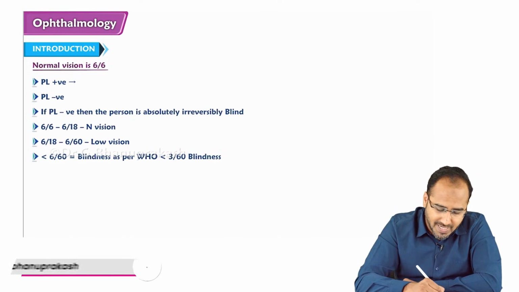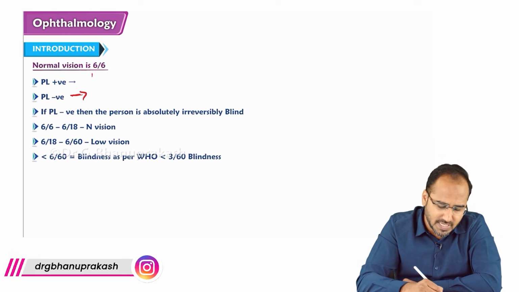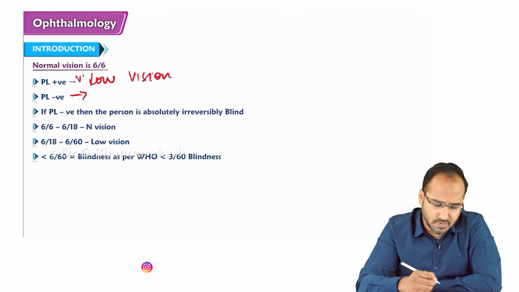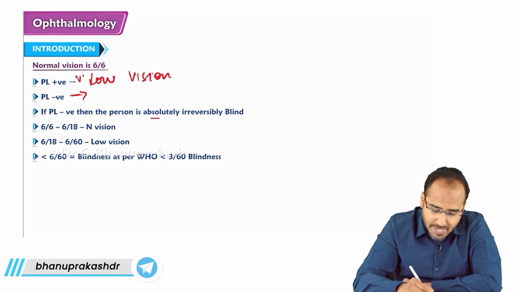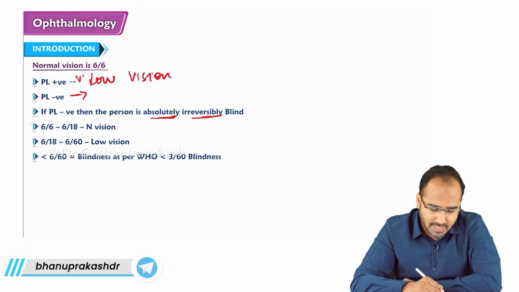But if perception of light reflex is negative... I mean, if perception of light reflex is positive, it means he still has a very low vision. Nearly blind only. But if perception of light is totally not possible, then the person is absolutely, irreversibly blind. I told you 6/6 to 6/18 is normal.